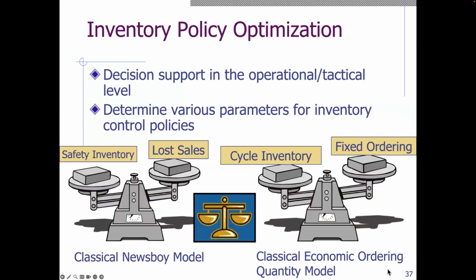Next we will turn our attention to another inventory model called inventory policy optimization. Inventory policy optimization is at the operational or tactical decision level. We first introduce two classical models, the Newsboy model and the economic ordering quantity model. The Newsboy model introduced by Scarf in 1960 is a framework where we optimize the trade-off between lost sales and safety inventory costs. The EOQ model introduced by Harris in 1915, not 1950, it's a very old model, is a framework where we optimize the trade-off between fixed ordering and cycle inventory costs.